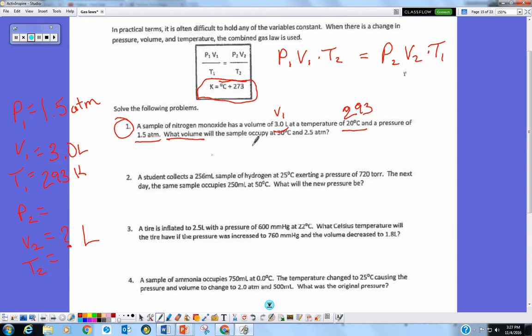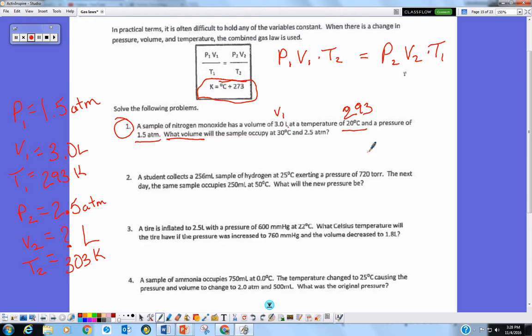Now let's go ahead and pull out the rest of the information. So I can't see something, so let me erase this. Our new temperature is 30 degrees Celsius, so that's going to be 303 Kelvin. If I did my math right, 273 plus 30 should be 303. And then we're going to write 303 K. And then our new pressure is 2.5 atm, 2.5 atmospheres.